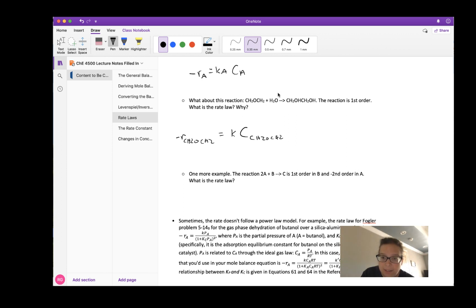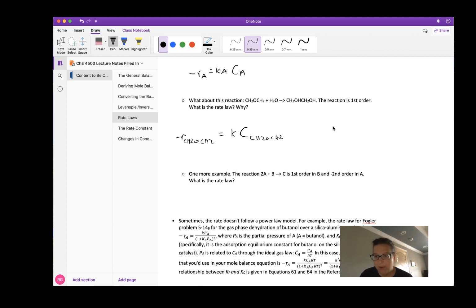In this case, the CH2OCH2 compound is reacting with water. So I'm going to assume that the water is present in large excess to CH2OCH2. So I'm going to assume that if there is any concentration dependence on water, that it's buried in this rate constant and that it's essentially constant as a function of concentration. And the reason for that is because water is ubiquitous and it's relatively inexpensive compared to other reactant species.